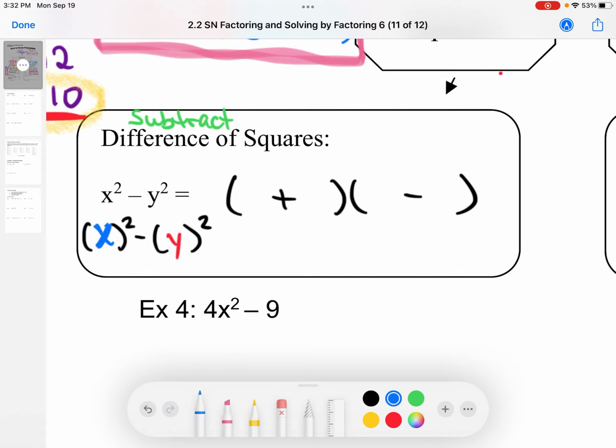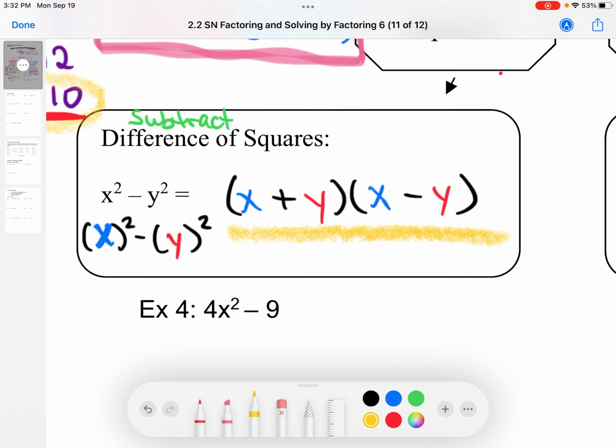We take the square root of this first term to get this x. X goes in the first spot in each parentheses. We took the square root of y squared to get that y, and it's that y that goes in the second spot in each parentheses. This is your factored form. So x squared minus y squared factors as x plus y times x minus y.